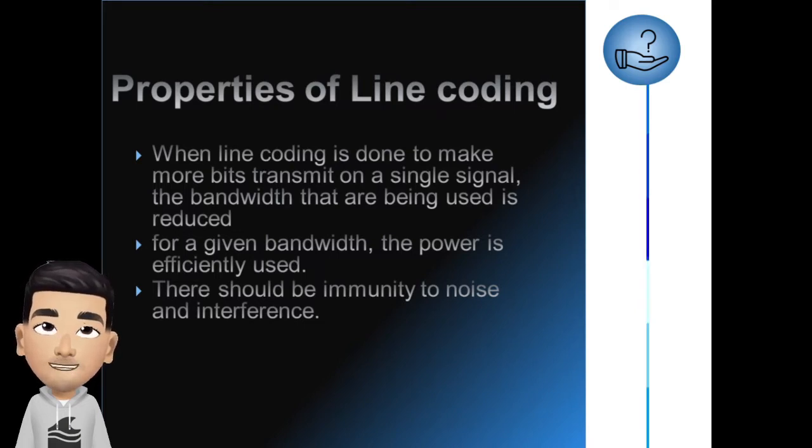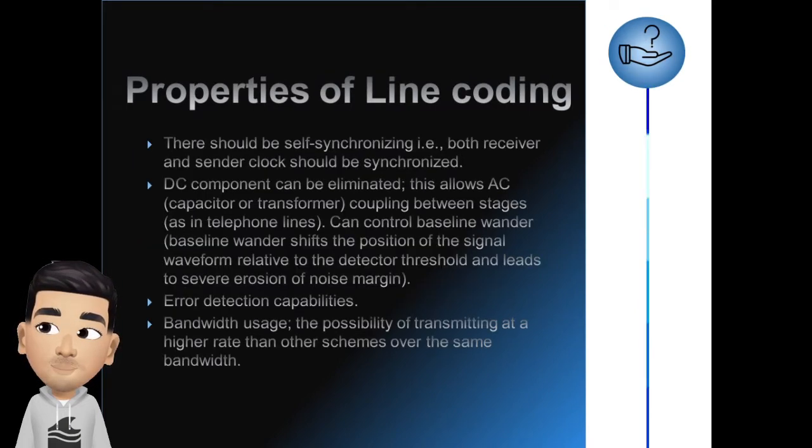There should be immunity to noise and interference. There should be self-synchronization: both receiver and sender clocks should be synchronized. The DC component can be eliminated. This allows AC coupling, through a capacitor or transformer, between stages in telephone lines.